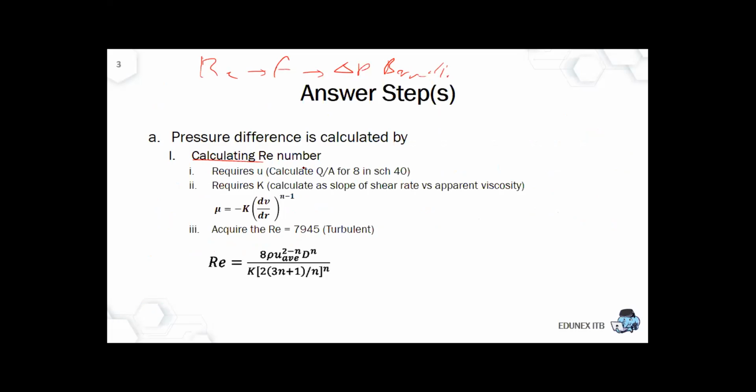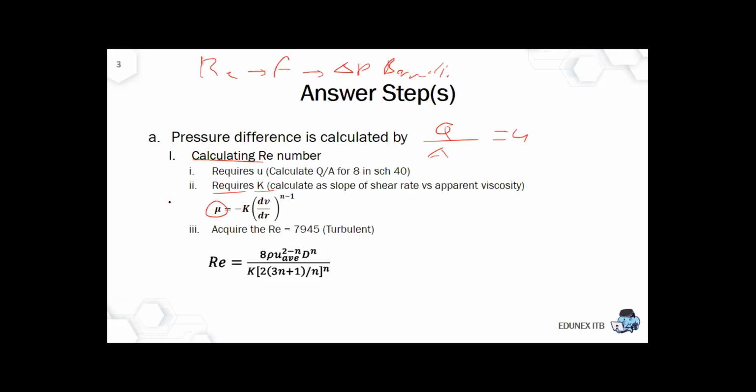So easy, isn't it? It's seriously easy. How do we calculate the Reynolds number? You have the Q, you need to have the A, so you get U. You can calculate it by Q per A for 8-inch schedule 40; you can find it by tabulation. Then this one is not easy: you need to find the K. I gave you the relationship before: mu is equal to minus K dV per dr to the power n minus 1.